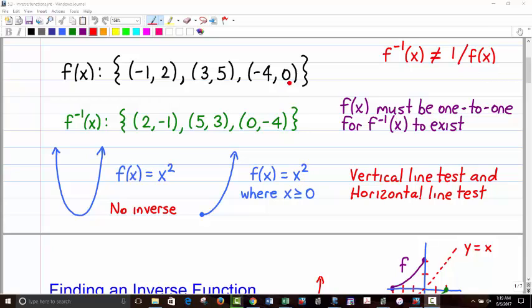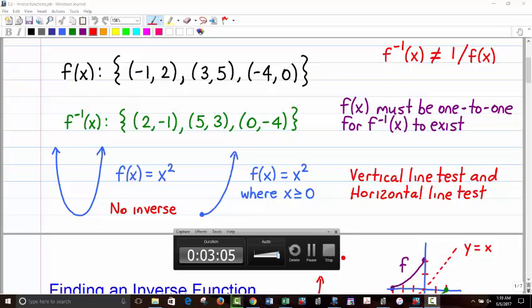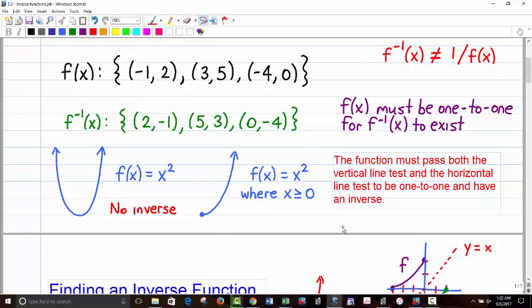And this is saying, of course, to be a function, you have to pass both the vertical line test and the horizontal line test. So here, the function must pass both the vertical line test and the horizontal line test to be 1-to-1 and have an inverse. So you see, even though obviously this is a function, f of x equals x squared, it's fine on the vertical line test, no problem, but it fails the horizontal line test. But this one's okay. You can't cross it twice, either vertically or horizontally. So, good shape.